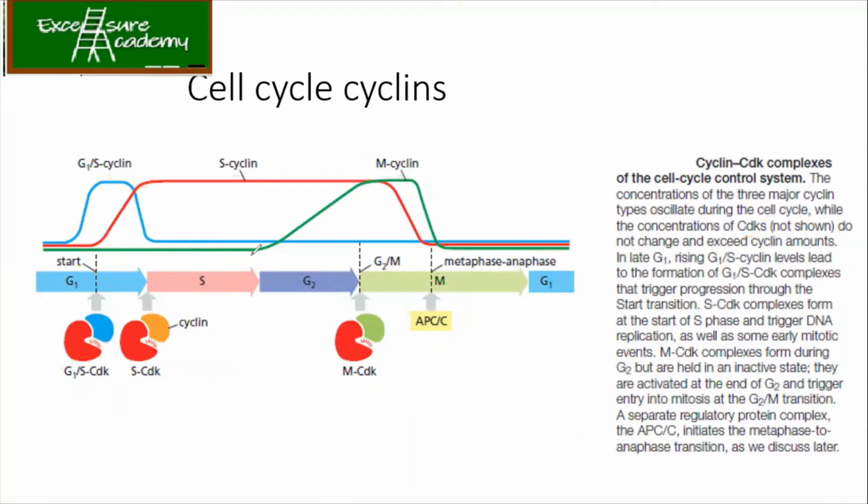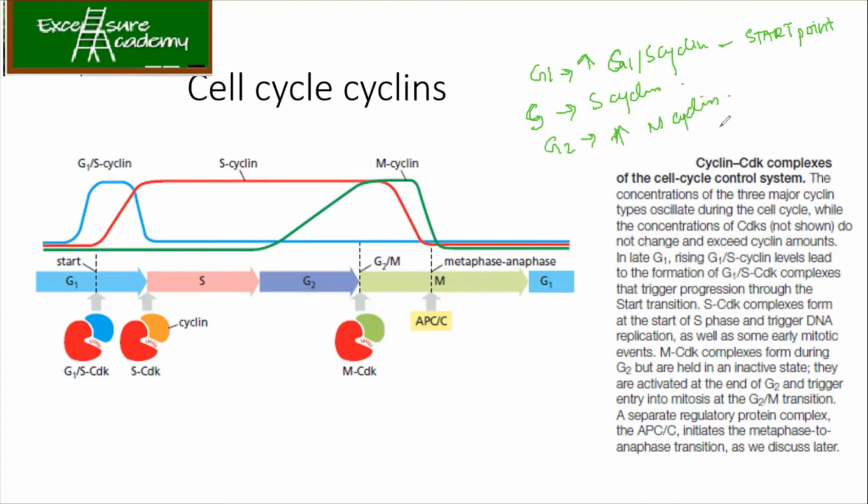Now let's see only the concentration of your cyclins. So in the G1, you have got high concentration of G1 and S cyclin. Correct? This is happening after crossing the start point. Then at the S phase, of course, it is the S cyclin. Now at the G2, there is an increasing concentration of your M cyclin. Clear?